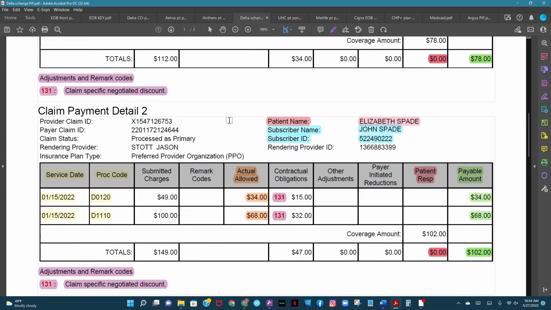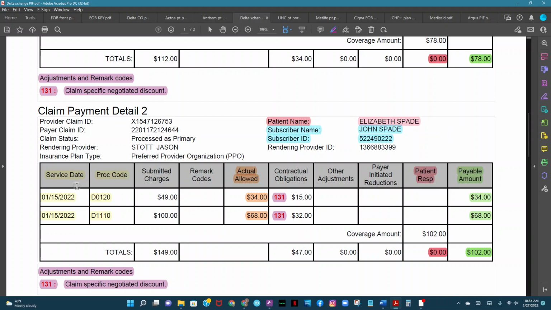On to the next claim. Patient name, we have Elizabeth Spade. Subscriber is John. Subscriber ID there. Again, this is an EOB that doesn't provide the patient date of birth, but since it does have a subscriber name and ID in there as well, it does make it a lot easier to find the patient if there are duplicate names.